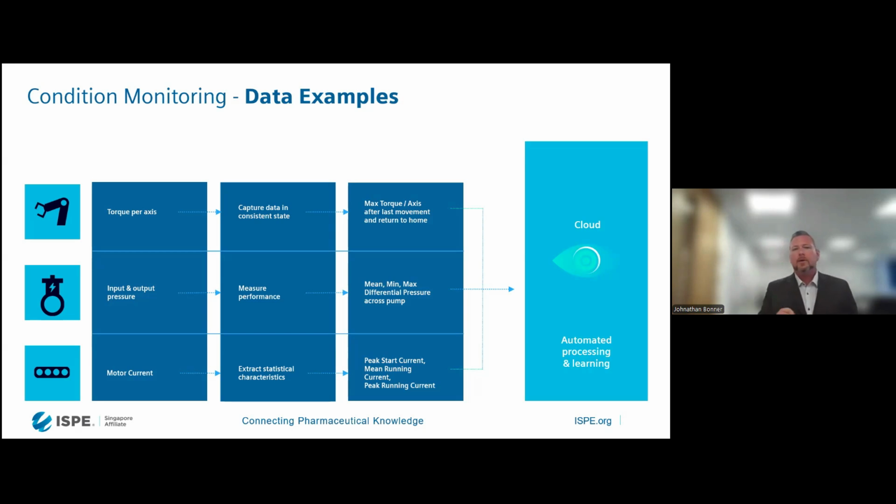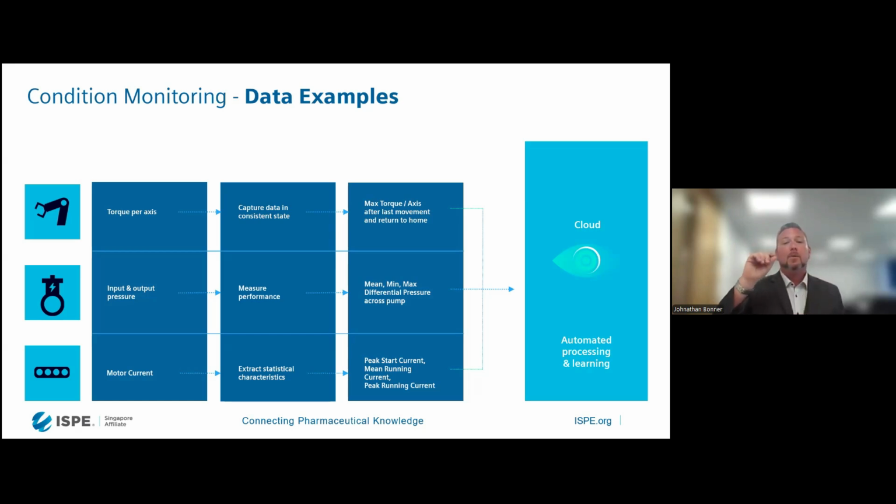This is an unloaded movement, and it brings consistency to the monitoring of these axes. For a pump, the data could be input and output pressure, but we may look at min, max, and average differential pressure across the pump. Again, by looking at your min, max, and average, you're still understanding the profile of those measures while heavily reducing the amount of data you send to the cloud and bringing stability to those.